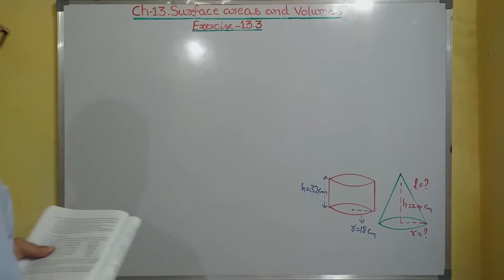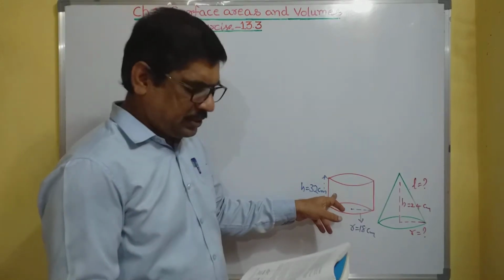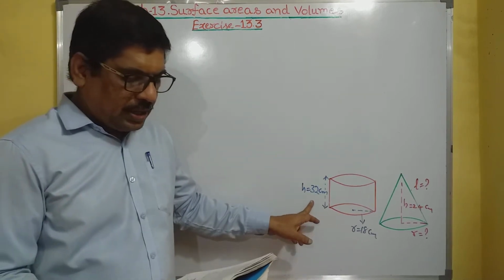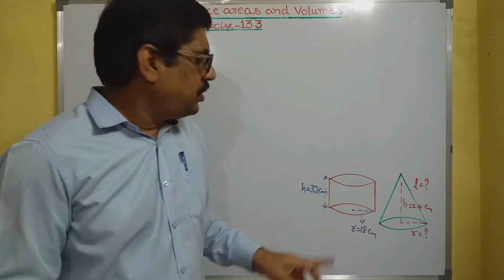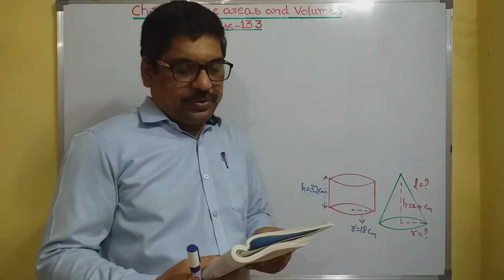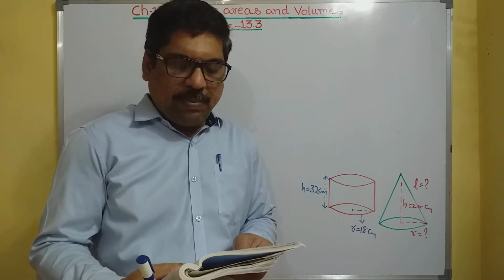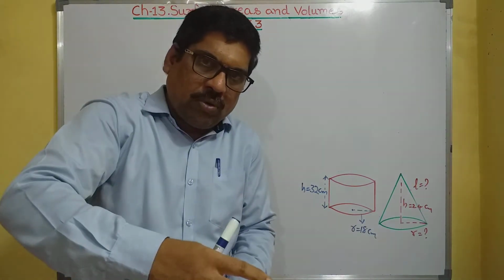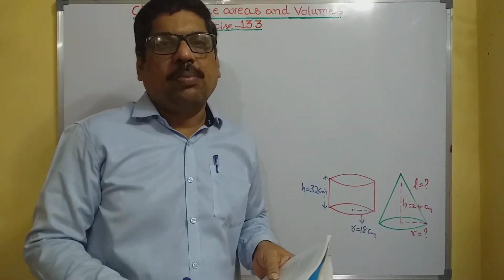Now listen to the 7th problem. A cylindrical bucket. It is a cylindrical bucket of height 32 centimeters, and with the radius 18 centimeters is filled with sand. So this bucket contains sand, full of sand. Now this bucket is emptied on the ground and a conical heap of sand is formed. When we pour the sand in the bucket on the floor, it has formed as a conical shape. Okay, cone has formed.